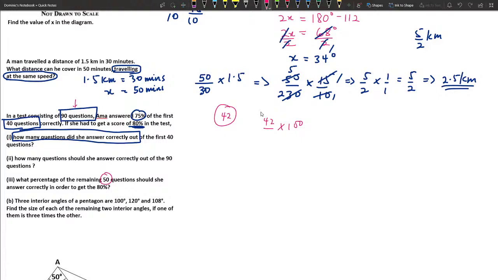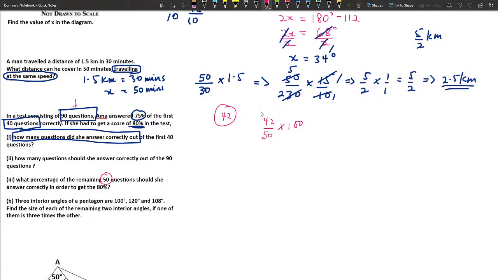So they said, what percentage of the 50 questions should she answer correctly in order to get 80%? Okay, so 50 questions, what percentage? We've established that she's supposed to answer 42 questions correctly in order to get the 80%. So out of that 50 questions, what percentage?